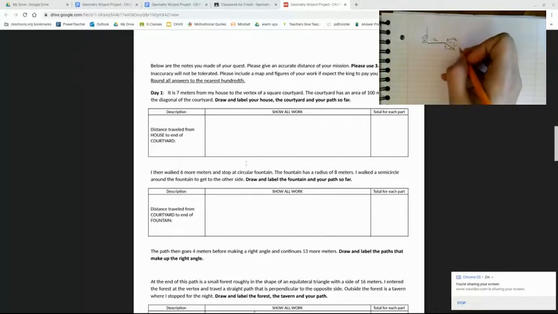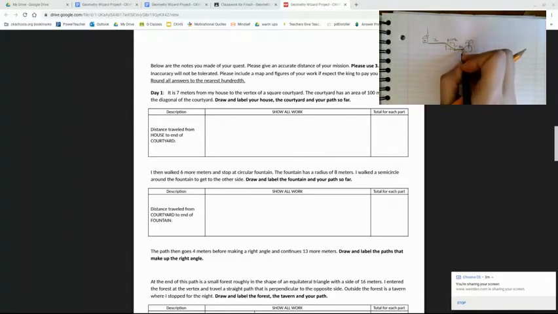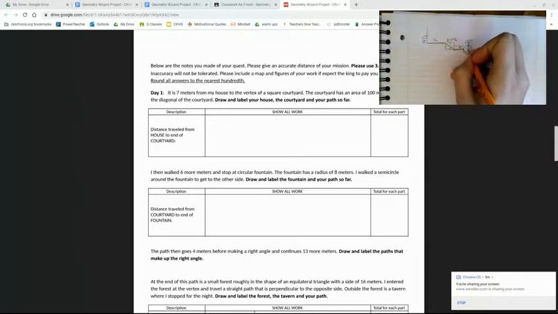Then I walk another 6 meters to a fountain. Here it is, circular. There's my fountain. I am not an artist. Make yours prettier than mine. I am walking the semicircle of the fountain, and I know it has a radius of 8 meters. So I need to figure out that one next.